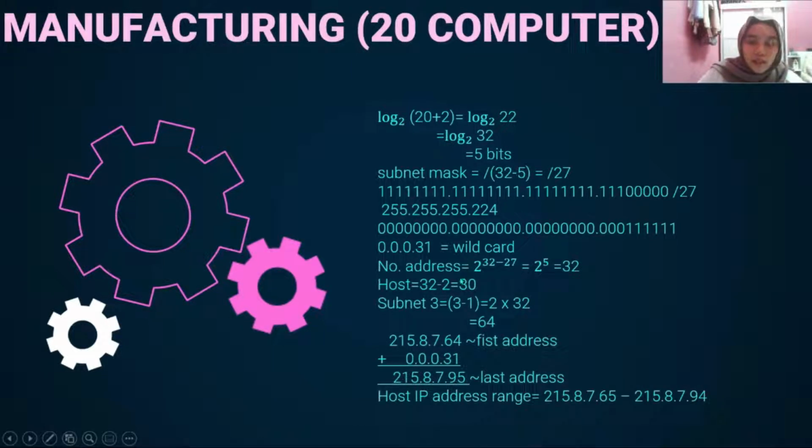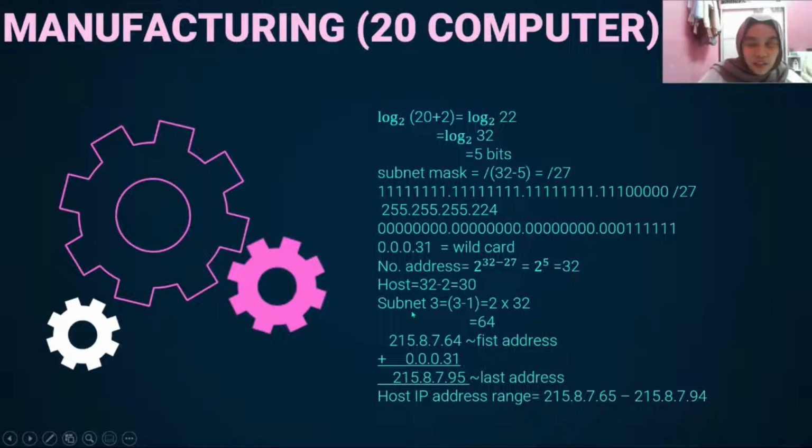Next, you are going to find the number of addresses that is available, which is 32. And then you are going to find the host addresses. By using the number of addresses, you're going to minus it with 2, and then you will get 30.